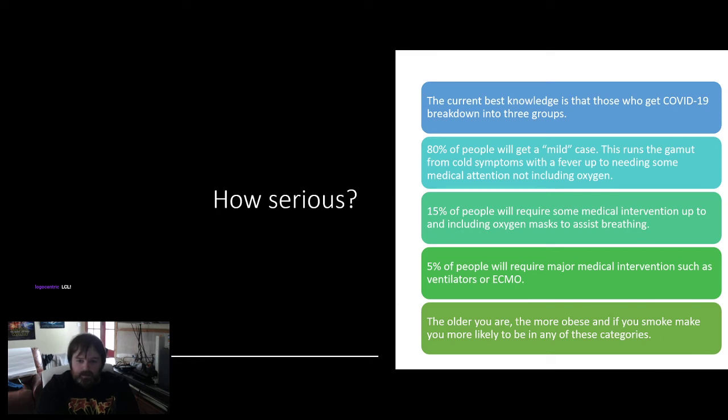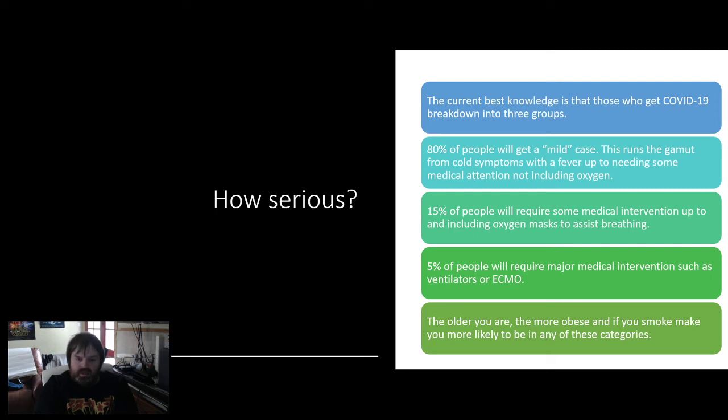If you are older, if you're obese, if you smoke, they make you more likely to be in any of these categories. Now, the World Health Organization's initial mortality rate estimate was about 1%, 2%. The World Health Organization in China put it at 3.4. If you looked at Italy today, the mortality rate's at about 8%. Now, that's very high. We think it's higher because in Chinese men and older Italians, a lot of heavy smokers. And smoking lung damage seems to make you a lot more vulnerable to this.